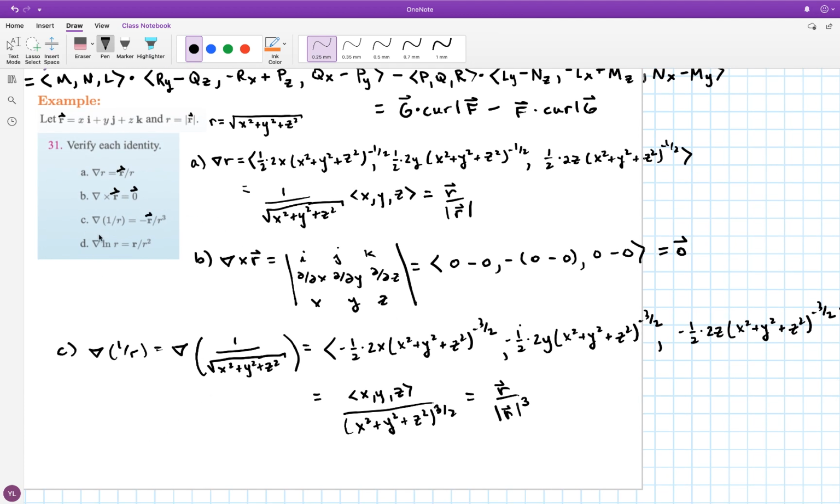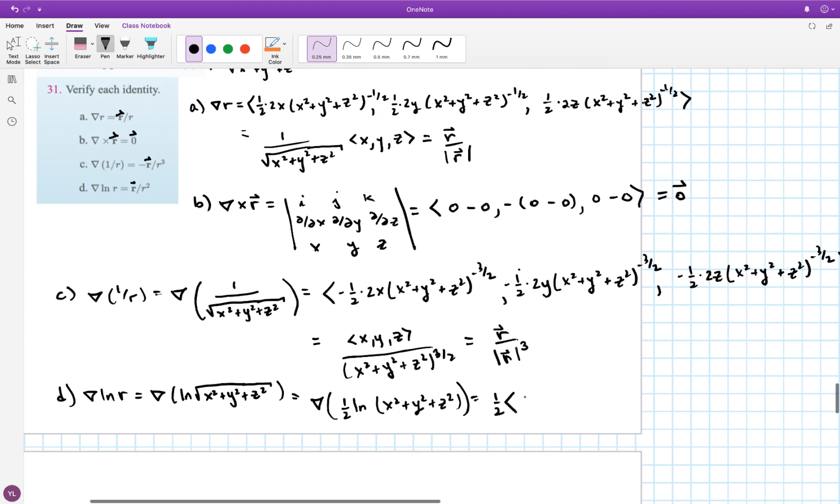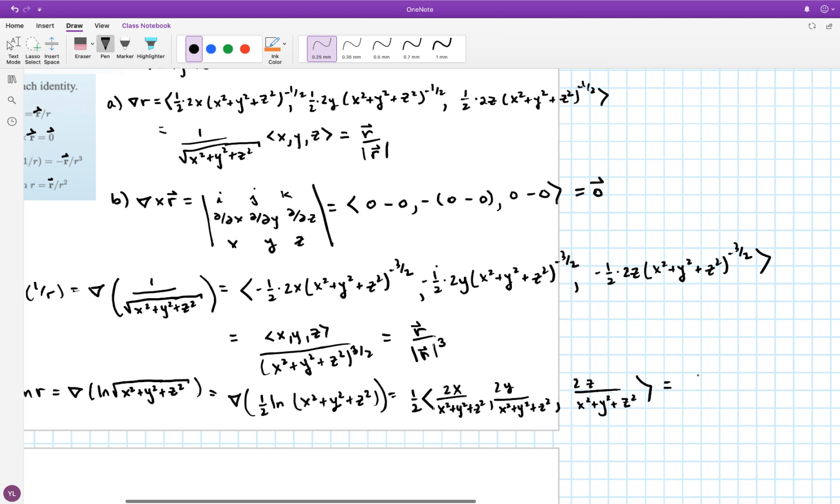Okay, and lastly, I'm going to take the gradient of the logarithm of the r function and verify that it's the vector field over r squared. Yep, and we have it. On top we've got x, y, z, and the 2's cancel, and we're dividing by the square root of this expression squared.